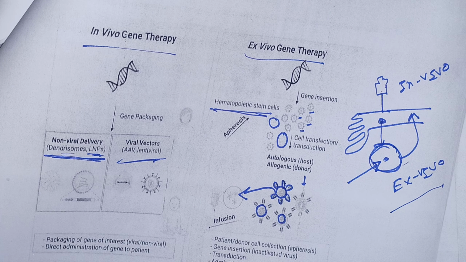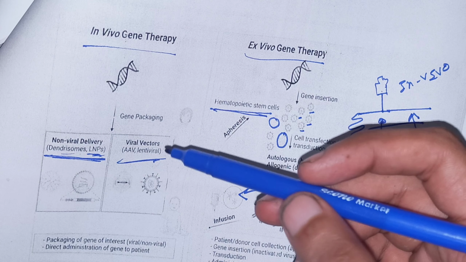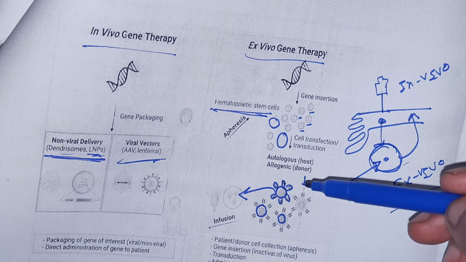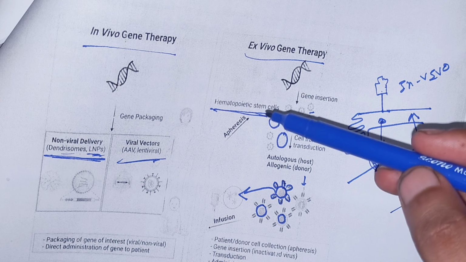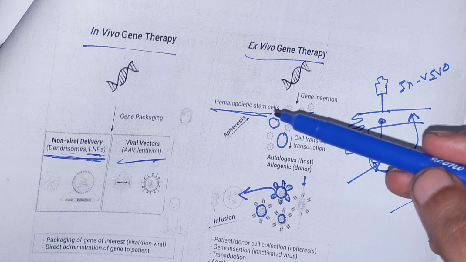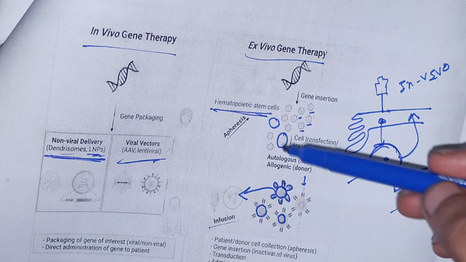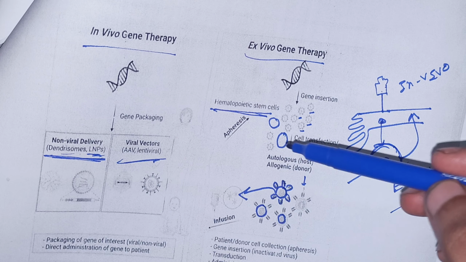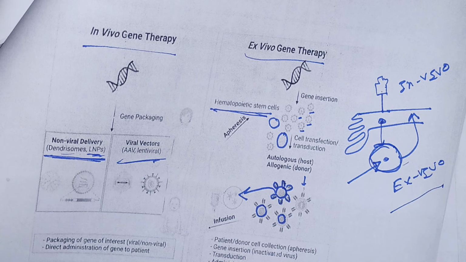I hope you are clear with this, beta. This is the gene therapy. That can be the in vivo gene therapy and the ex vivo gene therapy. You understood the difference? You are directly injecting the gene of interest. Here, you are not directly injecting the gene of interest, but you are taking your body cells out of the body, and then you are adding the gene of interest, and then you are infusing the cells with the gene of interest back into the body.